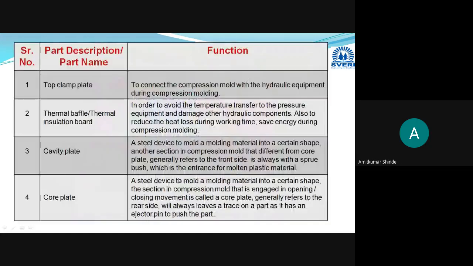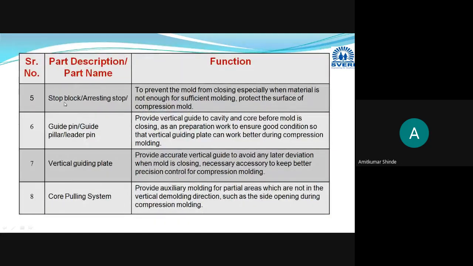Then next, the fifth part we will take. I will take two parts at a time. Okay, this is the fifth part, stop block and guide pin, guide pillar or leader pin.